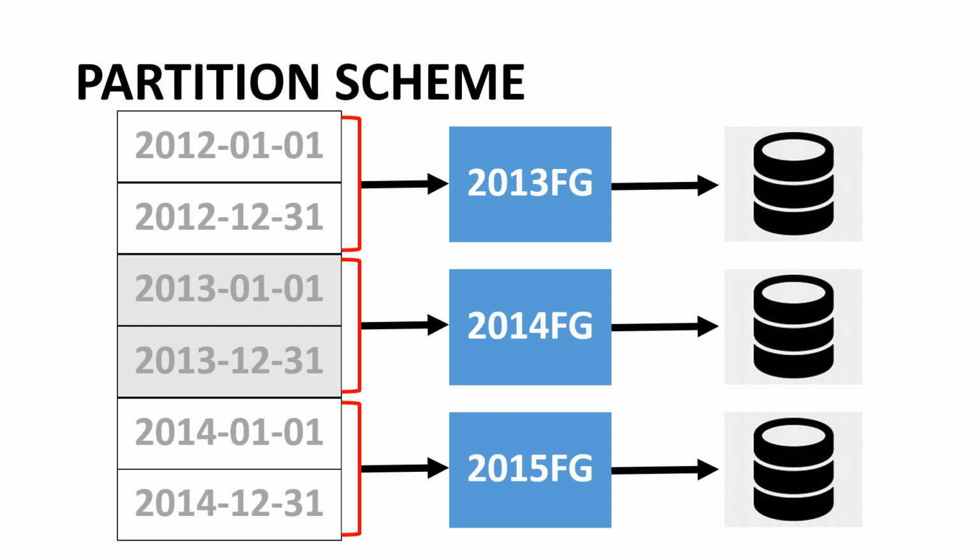A partition scheme maps boundary points through file groups to storage. We talked about the boundary points, but I want to be clear that what's in blue on the left is the concept. Our partition scheme is the concept of taking the boundary points and file groups and putting them onto storage. Just want to be clear about that.